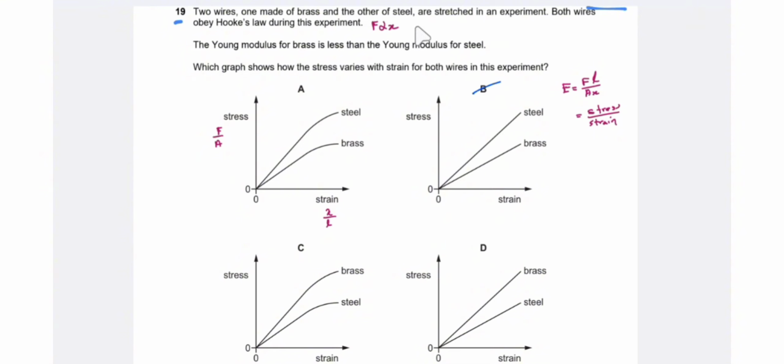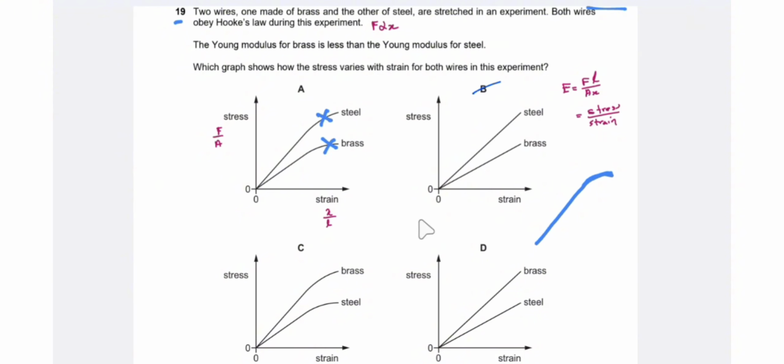That means the force is directly proportional to extension. That means the graph is a straight line and there is no curved section. That means there is no limit of proportionality or elastic limit.